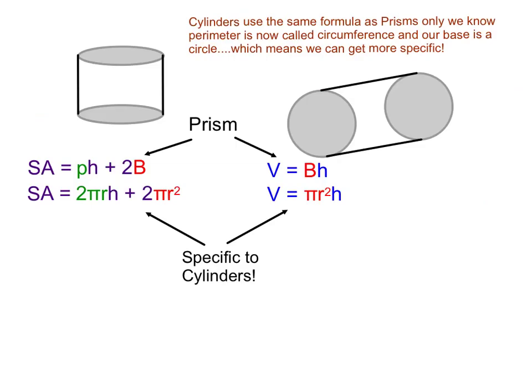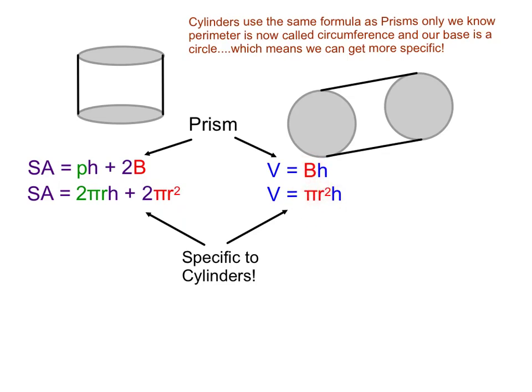Now, very similar is the cylinder. The cylinder is kind of like a prism, except our base is a circle, so it's a little bit different. I'm going to take my two formulas I just showed you, and all I do is change the ideas. Area of my base, it's a circle, so pi r squared.